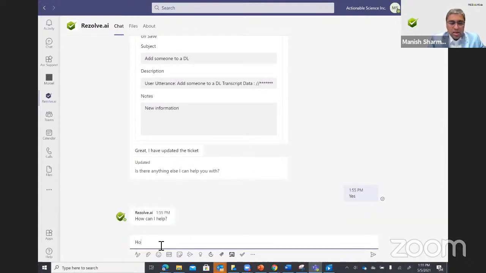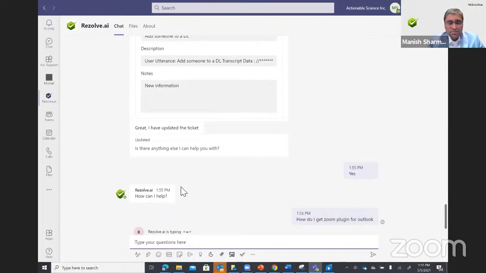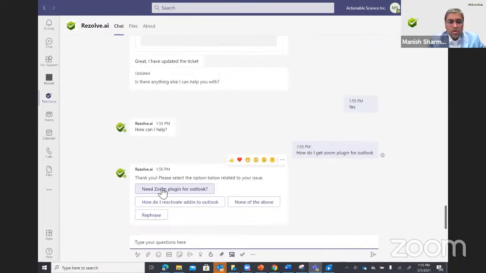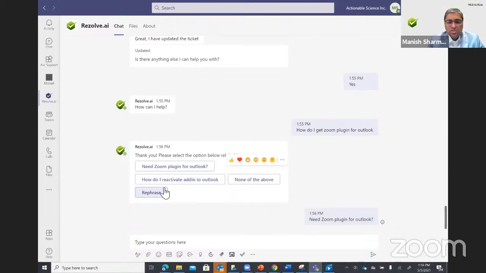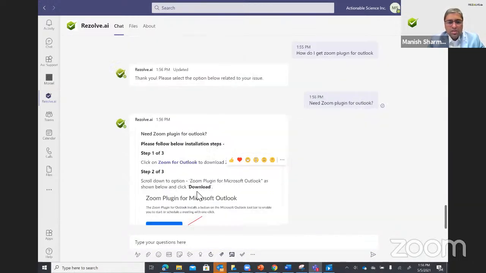So, for example, if I say, how do I get Zoom plugin for Outlook? Let's say if that's my question. So, Resolve.ai is going to be the answer. And by the way, Resolve.ai, as you already guessed, is an app in Teams, and it's also on web. So let's say this was the answer that I was looking for. It brings the right answer to me.